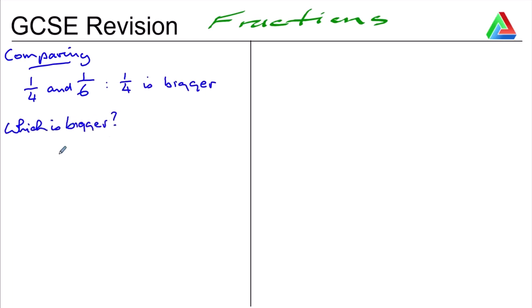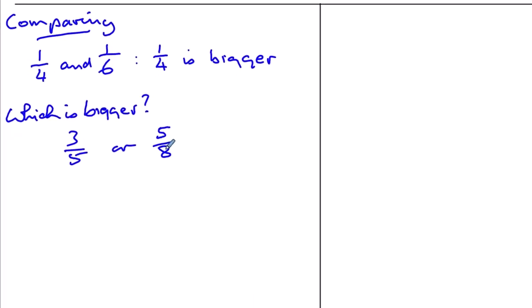It gets a bit more complicated when you have something like this. Which is bigger, 3/5 or 5/8? So they have different denominators, so it's impossible to compare them with the different denominators. So what we have to do, we have to write these as equivalent fractions so they have the same denominator. And in maths, we call that the common denominator. So take 3/5, the 5 times table. 5, 10, 15, 20, 25, 30, 35, 40.